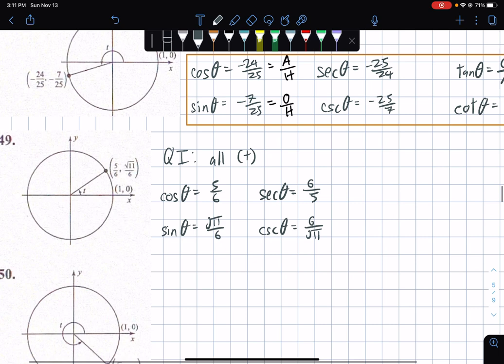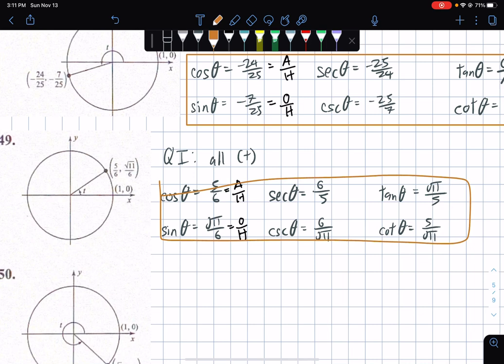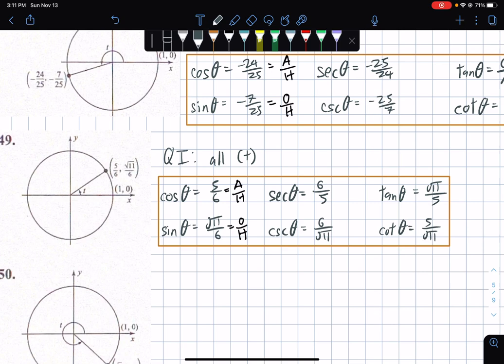And so tangent theta is equal to O over A. I'm sorry, my back hurts. Anyways, cosine is equal to A over H. Sine is equal to O over H. With that knowledge, you could say that tan is equal to O over A, which is square root of 11 over 5. Cotangent theta is equal to 5 over square root of 11. Okay, we're done with number 49.